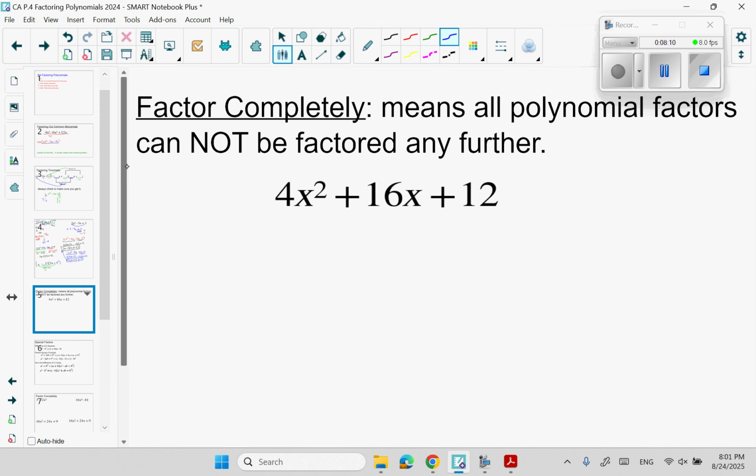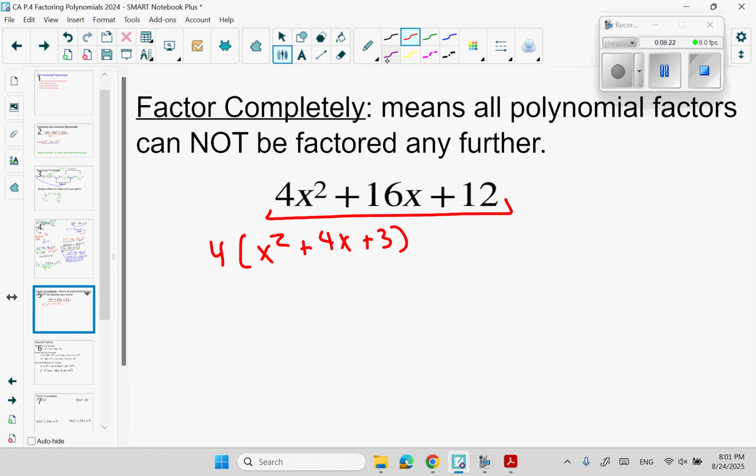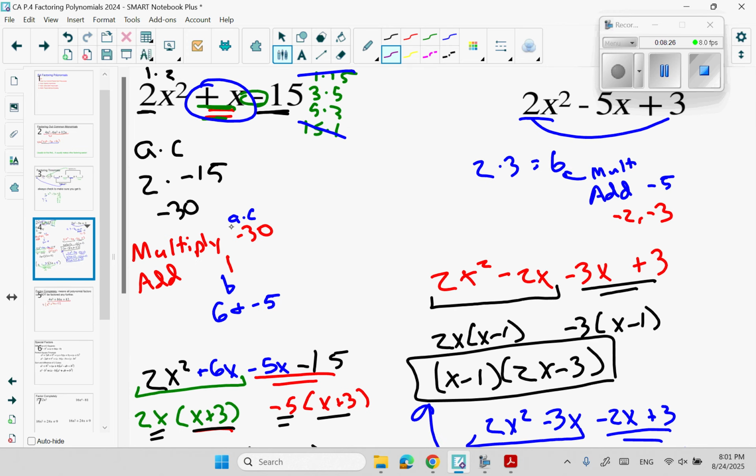All right, factor completely, make sure we can break down everything. So the first thing we should always check, what can I take out of everything? In this case, I could take a 4 out. Give me x squared plus 4x plus 3. Now, one thing to note, if I go back, this methodology of a times c always works.